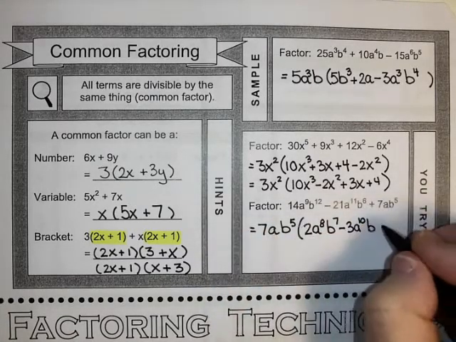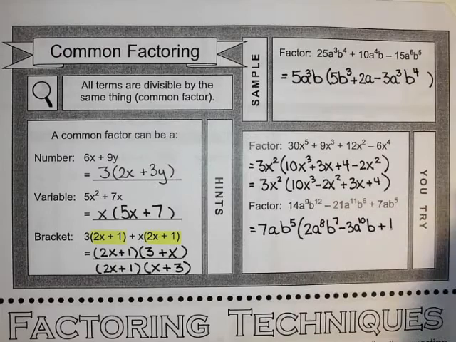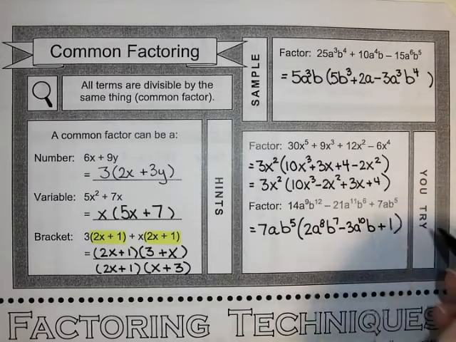And then 7 divided by 7 is 1. A divided by a, that cancels out. B to the 5 divided by b to the 5 also cancels out. So that just stays as plus 1.